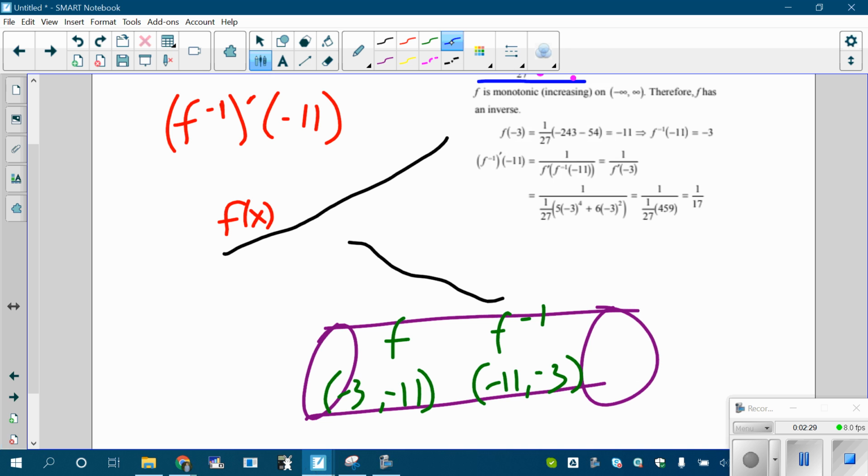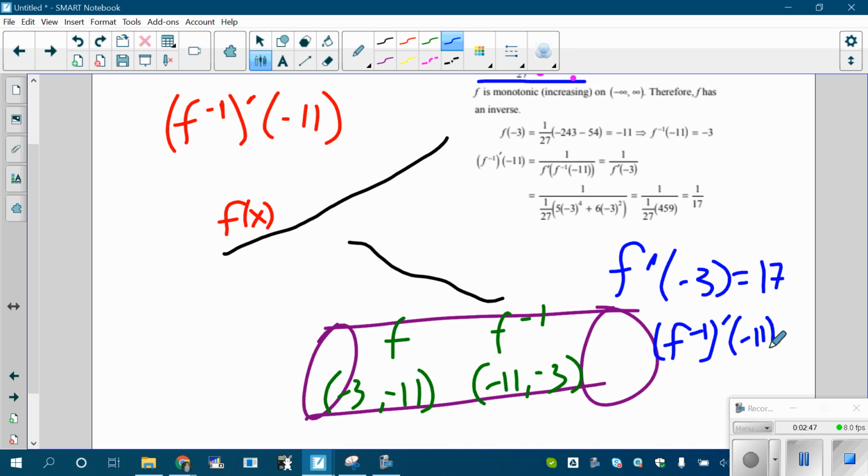So when I go to do f prime, I'm not going to do f prime of negative 11. I'm going to do f prime of negative 3. I'm going to get 17. Therefore, the derivative of the inverse at negative 11 is 1 over 17. That's that buddy points idea.